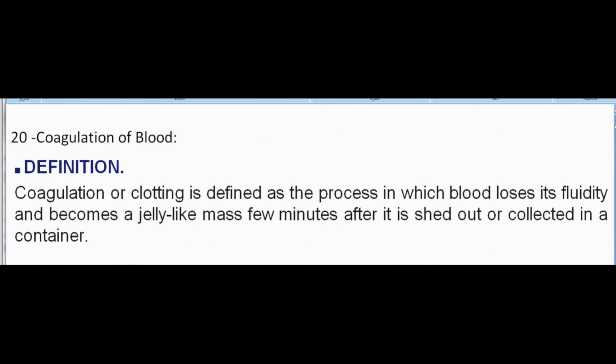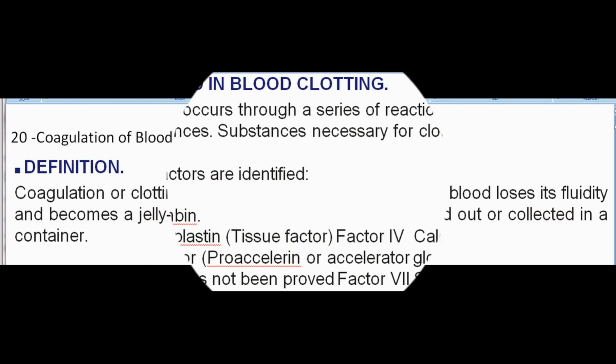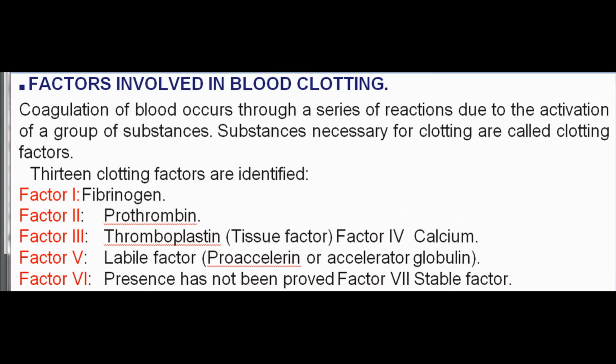Chapter 20: Coagulation of Blood. Definition. Coagulation or clotting is defined as the process in which blood loses its fluidity and becomes a jelly-like mass a few minutes after it is shed out or collected in a container. Factors involved in blood clotting.